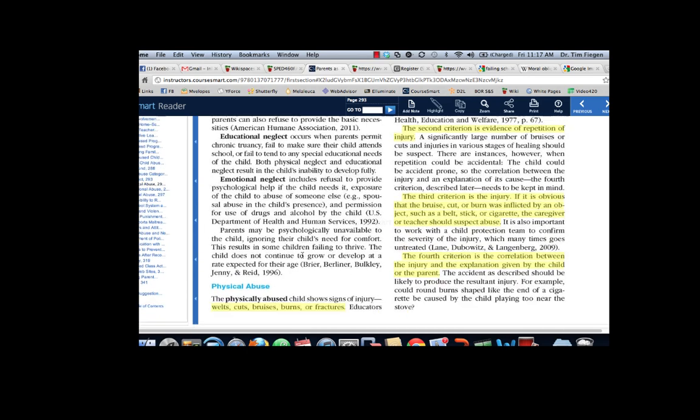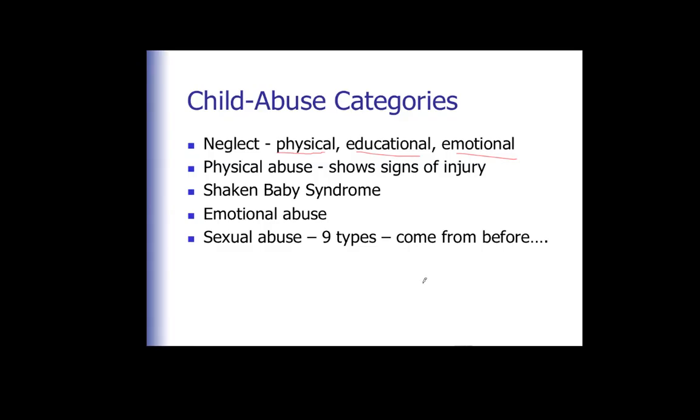And then we get into this thing of physical abuse, and this is the way it's asked on the test: what is it? It's welts, cuts, bruises, burns, or fractures. That is what physical abuse is. And I want you to bring that in here also.